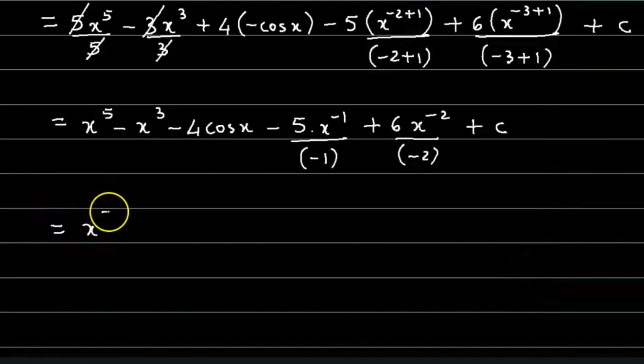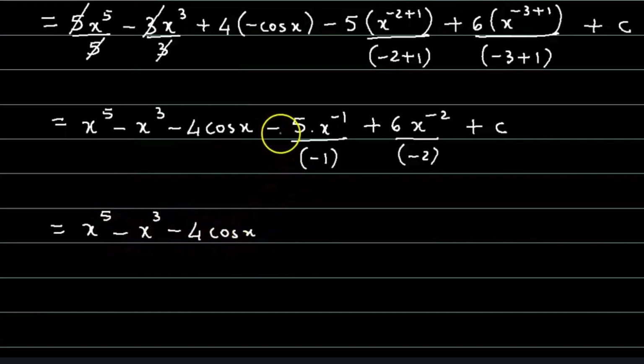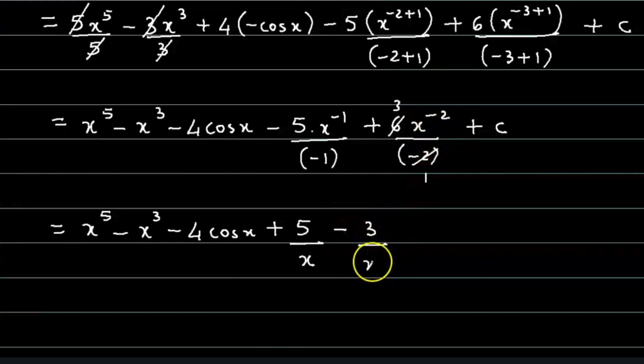So we have x raised to 5 minus x cube minus 4 cos x. Now we could cancel off these two negative signs. So this becomes plus 5, and if we take the reciprocal of x raised to minus 1, this becomes 5 upon x. 2 1s are 2, 2 3s are 6. We have a positive and a negative sign here, so we have negative 3, and we take the reciprocal of x raised to minus 2. So this becomes minus 3 upon x square plus c. So this is the required integral value.